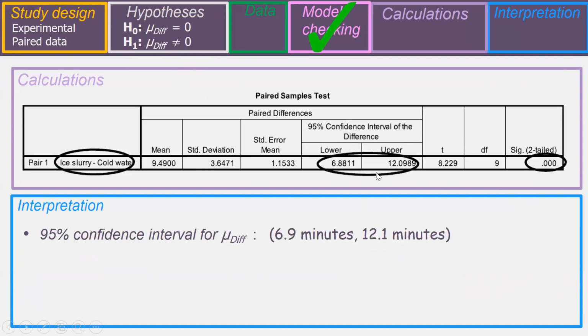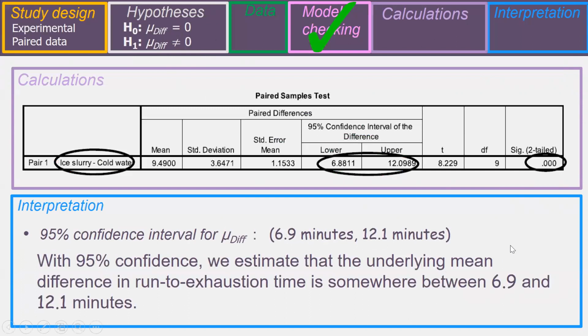Confidence interval, so I've just rounded it. We don't want to go crazy. All of our data was to 1 decimal place, so that seems like a good rounding to go for. Interpretation: 95% confidence, underlying mean difference in run to exhaustion time, somewhere between 6.9 and 12.1.